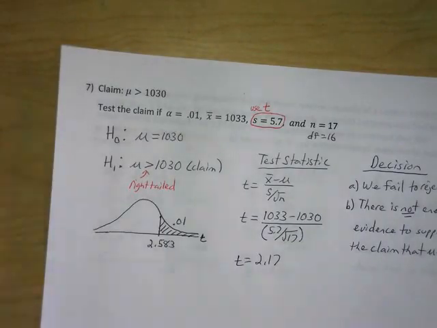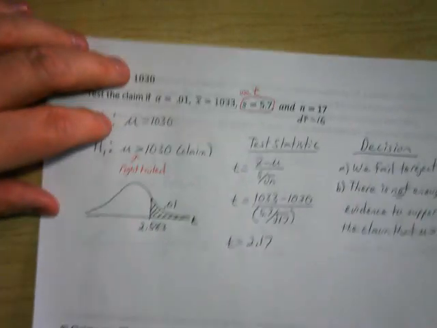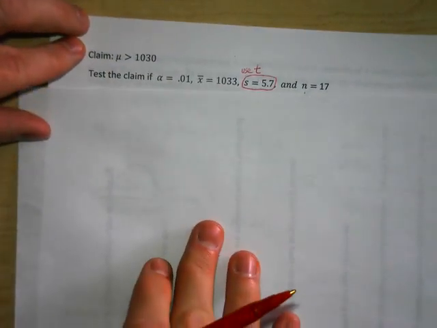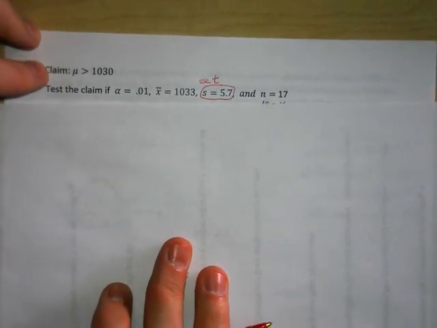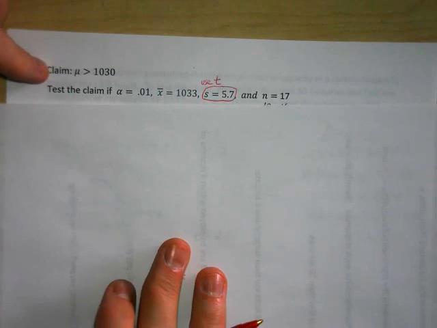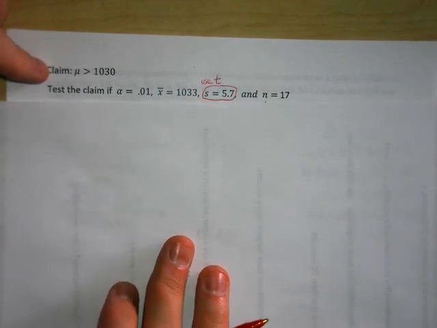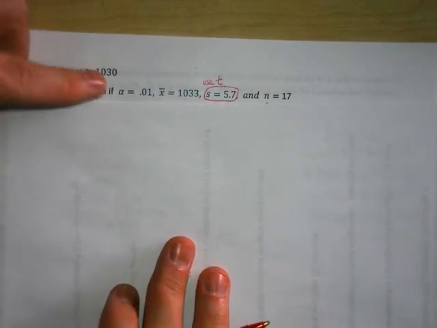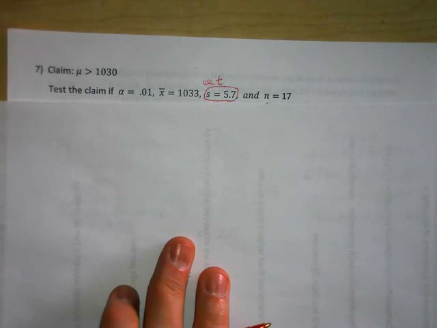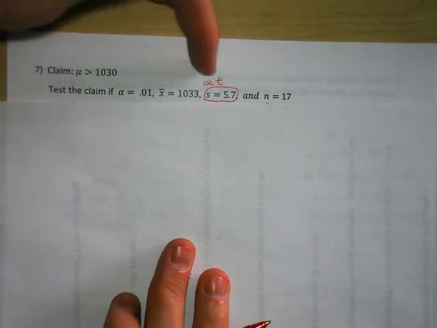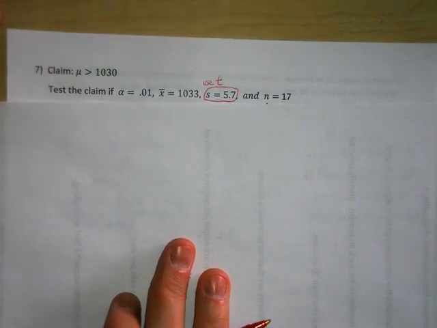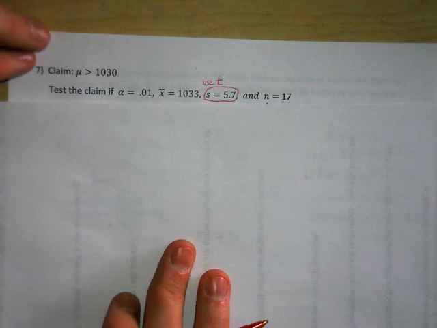Okay, the next example. Same idea. Somebody's going to claim that mu is greater than 1,030, and we test the claim given alpha is 0.01, so it's a 1% chance of a type 1 error. And then we're given x bar and s, which means we're going to use t, and a sample size of 17.